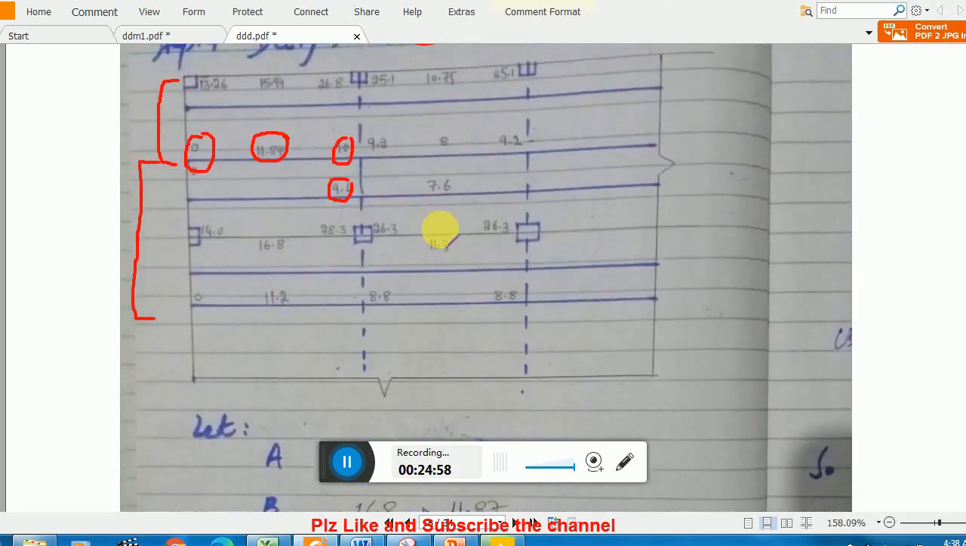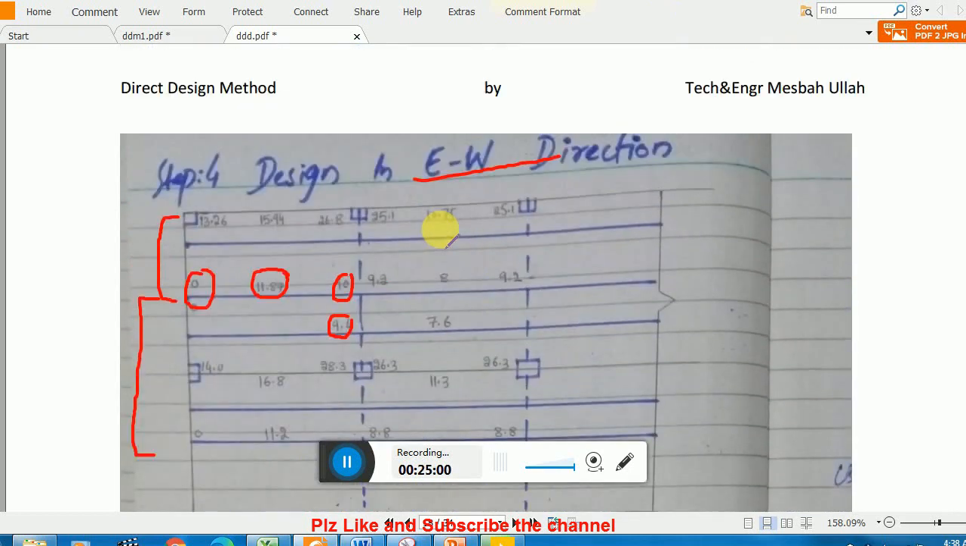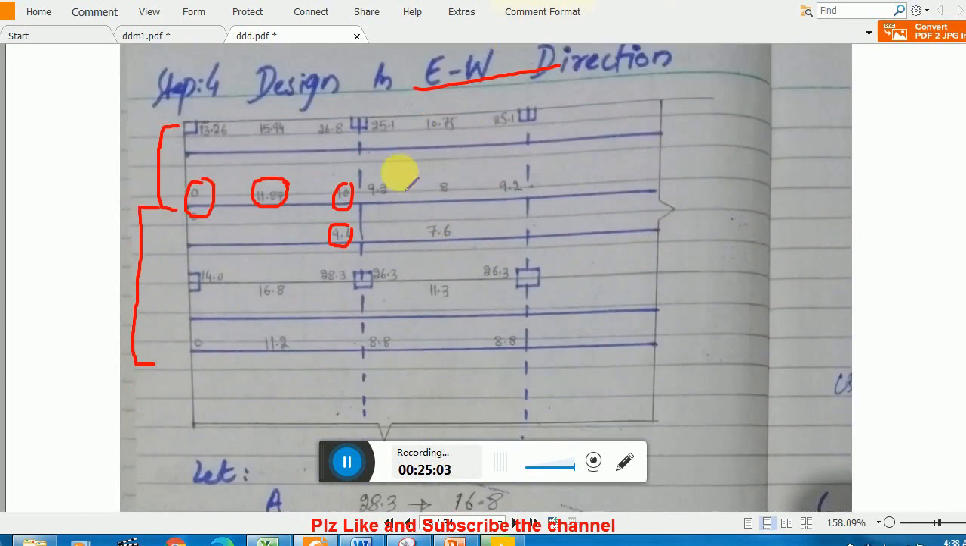So after this we will start the design for the east-west direction, and similarly you have to represent your north-south direction movements.